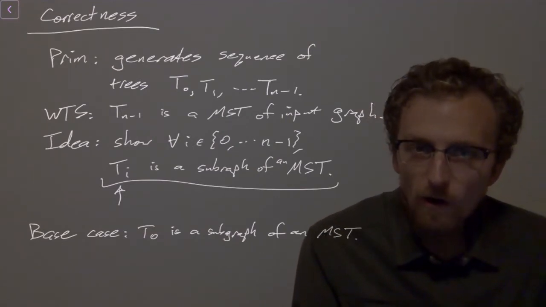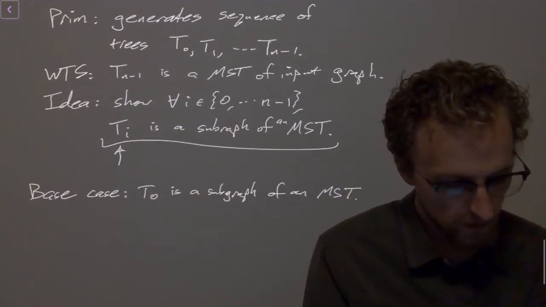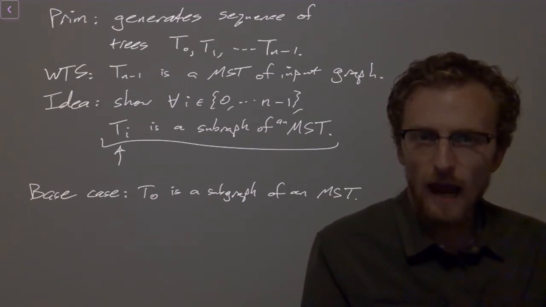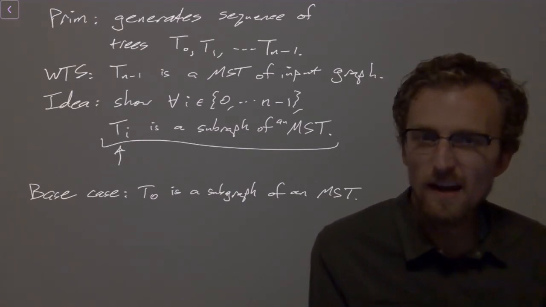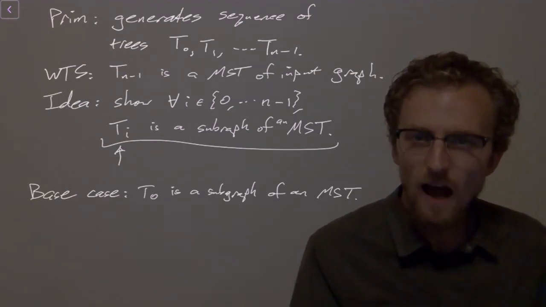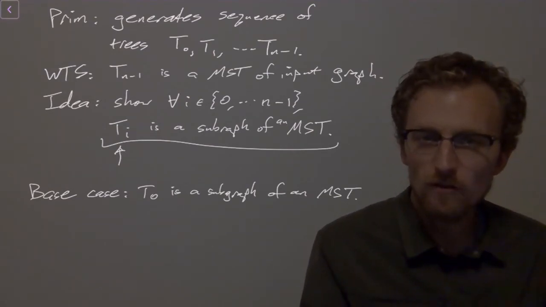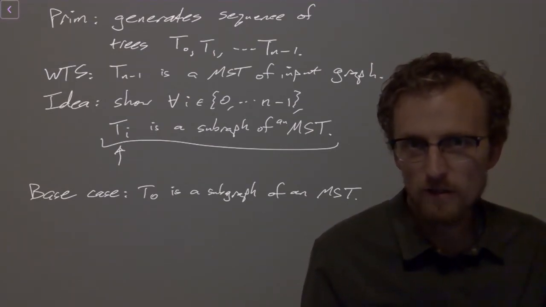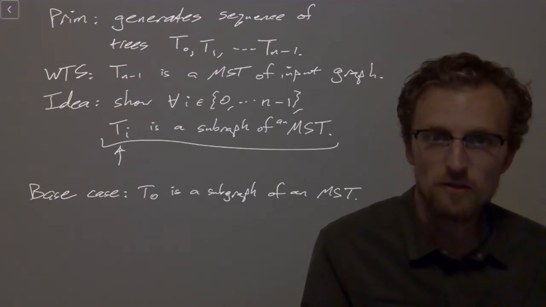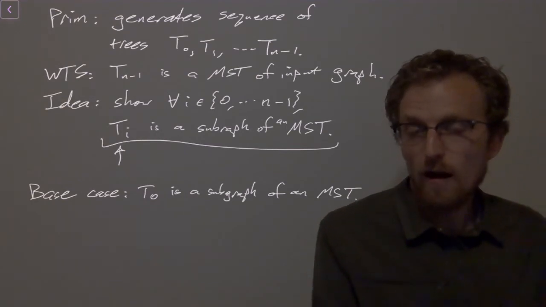Well, what's T0, right? Let's think about how Prim's algorithm works to understand what T0 is. What we're saying is that each one of these trees has, let's just say it has I edges in it. And so that means it has I plus 1 nodes in it. So T0 is just the starting node, right? So it's just a node with no edges. So that's a graph. It's a trivial graph. It's a graph with no edges, right?